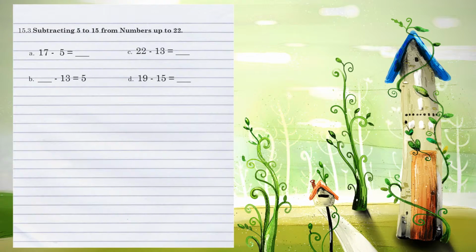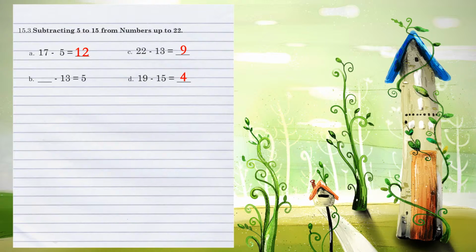15.3, subtracting 5 to 15 from numbers up to 22. 17 minus 5. Let's start with our ones column. 7 minus 5 is 2. We go to our tens column, we only have the one number, so we carry the 1 over to give us an answer of 12.